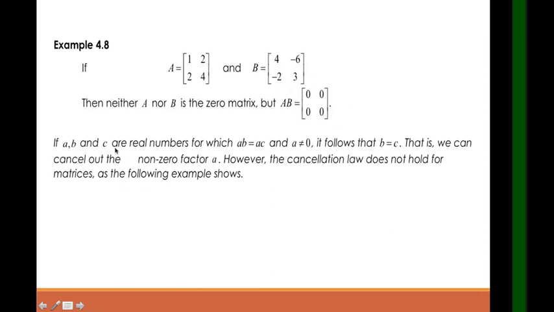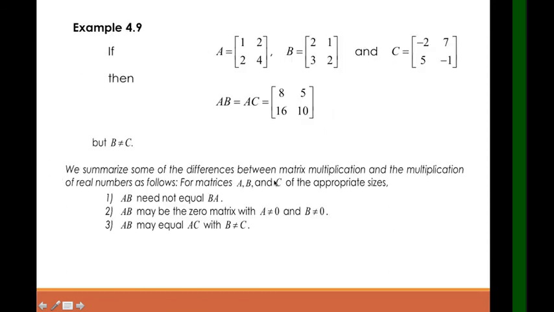If A and B and C are real numbers for which AB is equal to AC and A is not equal to 0, it follows that B is equal to C. That is, we can cancel out the non-zero factor of A. However, the cancellation law does not hold for matrices, as the following example shows.